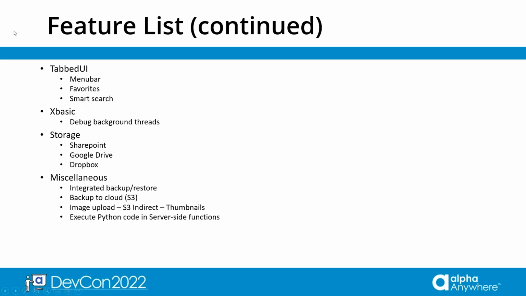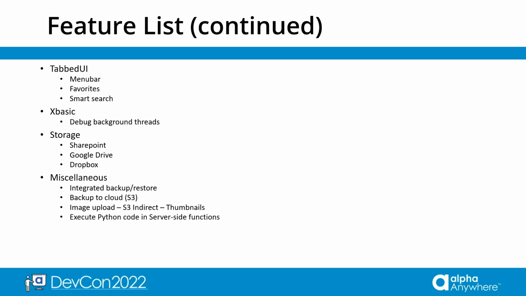For XBasic, we've now got debugging in background threads, which is a big deal because previously you could only debug in the foreground thread in XBasic. So if you were running a grid or UX component in live preview in the builder itself, you could do debugging. But if you were running in the browser itself, you could not do debugging.